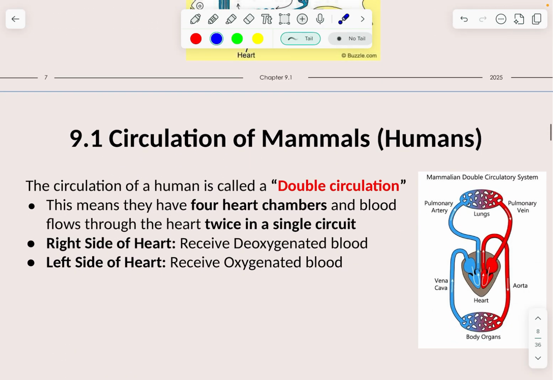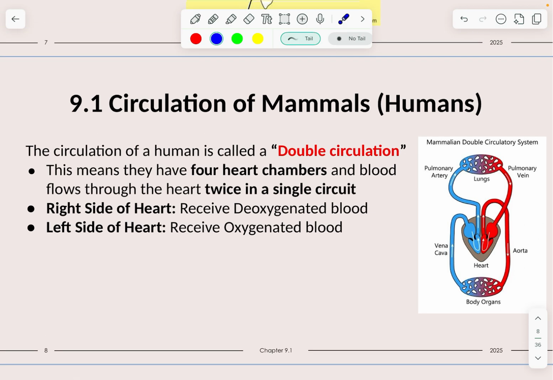Now more importantly is the circulation of mammals, and one of the few examples I can give is the human. We are humans, so we know ourselves better than other animals. It is a double circulation. So now everything is times 2, meaning there are 4 heart chambers, or 4 compartments, in the heart. We'll go through that later. And blood flows through the heart twice in a single circuit.